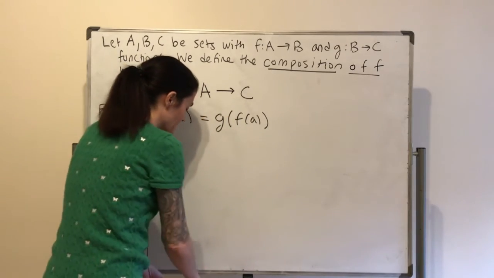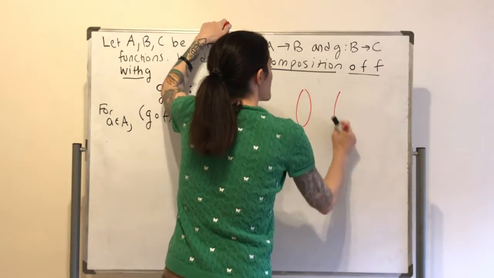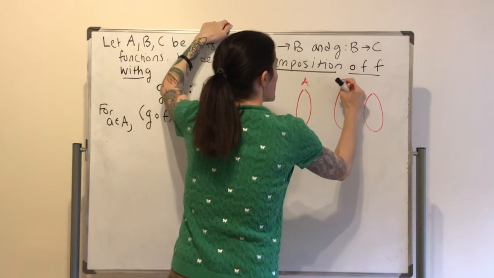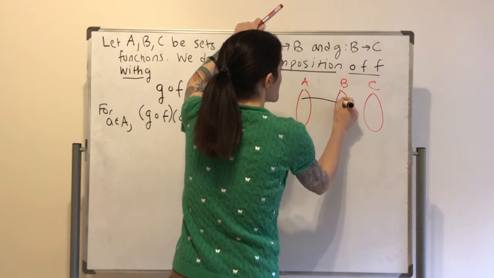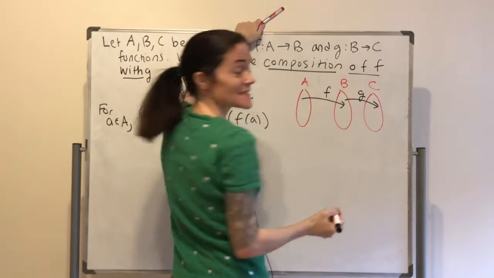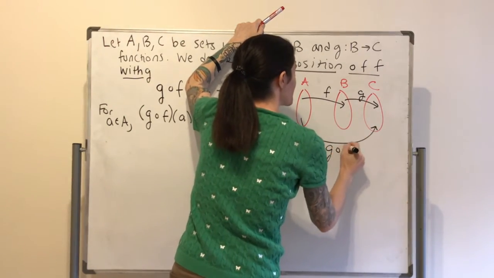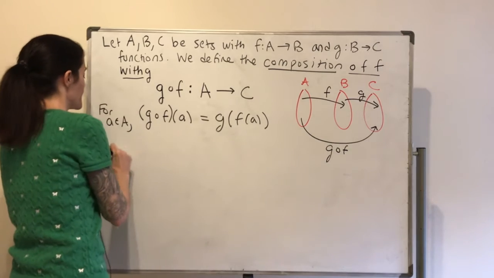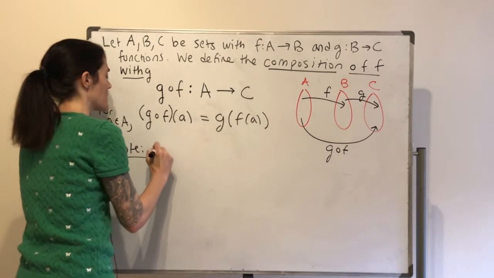In the picture, which we will do an example of in just a moment, the picture is like this. We have sets A, B, and C, and then F maps A to B, and G maps B to C, and then the composition maps A to C.